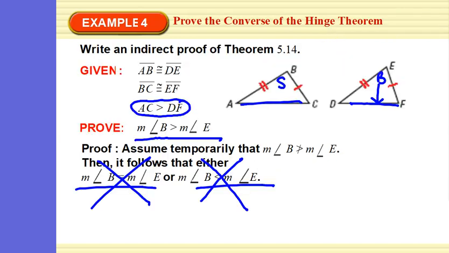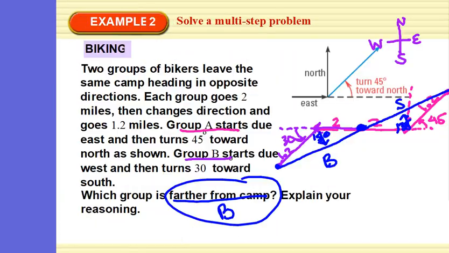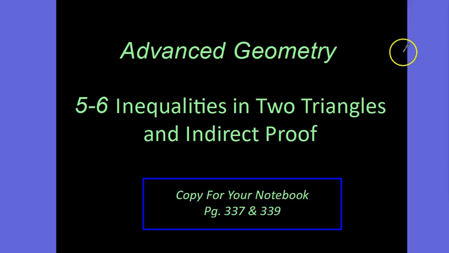That is everything on today's lesson on 5.6, Inequalities in two triangles and indirect proofs.